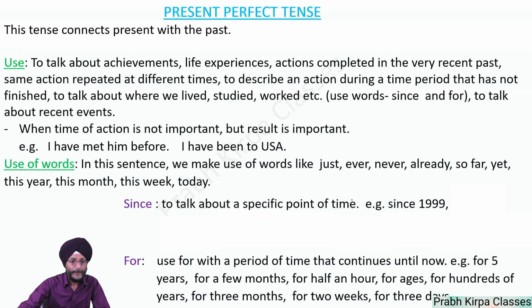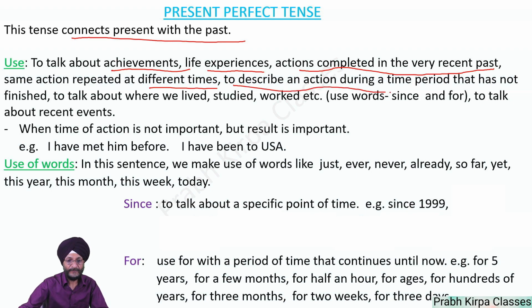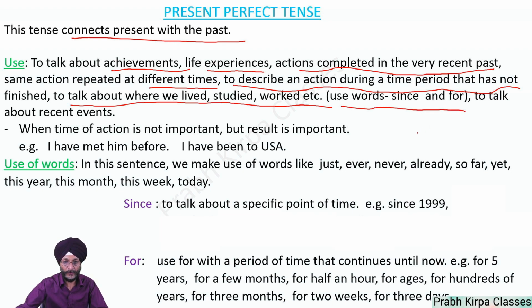Now we do present perfect tense. This tense connects present with the past. It is used to talk about achievements, life experiences, actions completed in the very recent past, the same action repeated at different times, to describe an action during a time period that has not finished, and to talk about where we lived, studied, worked, etc. Here we use the words since and for to talk about recent events.